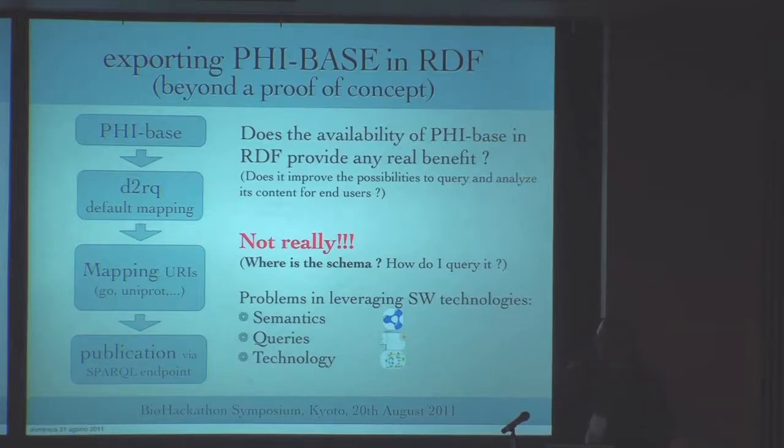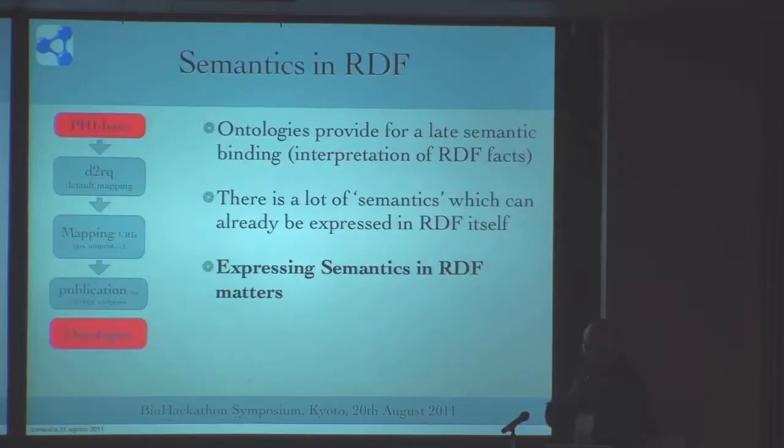But I think there is a set of problems for which it's not easy to use this kind of resources in RDF, that I divided into semantics, queries, and technology. So one thing is, where do you put the semantics on top, and where do you say what RDF means? You know, we are exporting this data about host-pathogen interaction, what is an interaction, where do you define it? Traditionally, you would define it in ontologies, as some sort of interpretation on top of your RDF knowledge base. No? You export everything in RDF, and then you start with an ontology to assign some meaning to the statements. But I think there is a lot of semantics which can be already expressed in RDF itself.